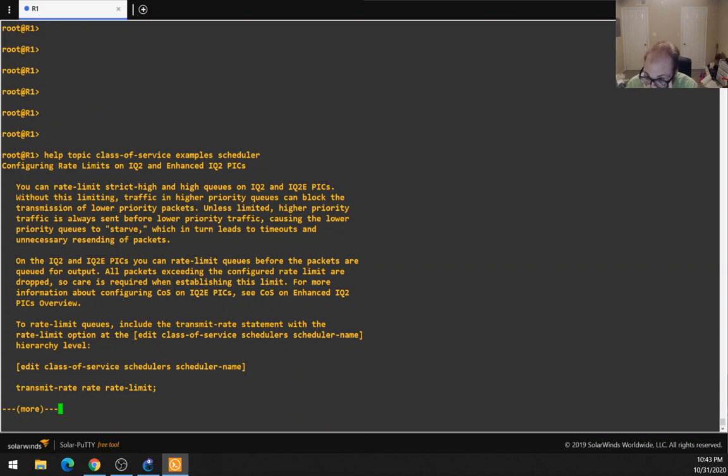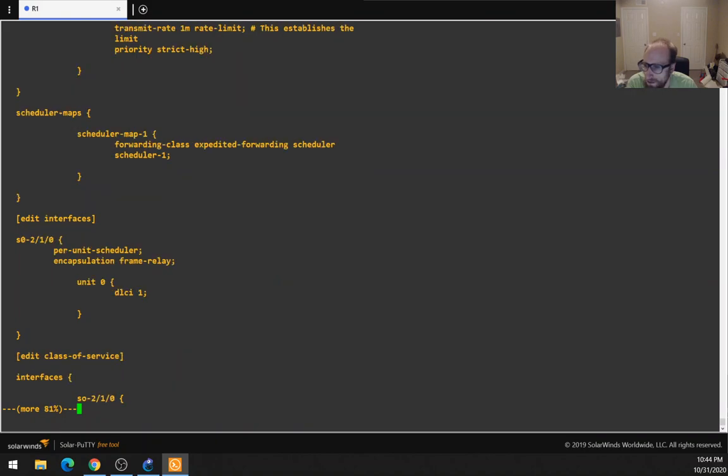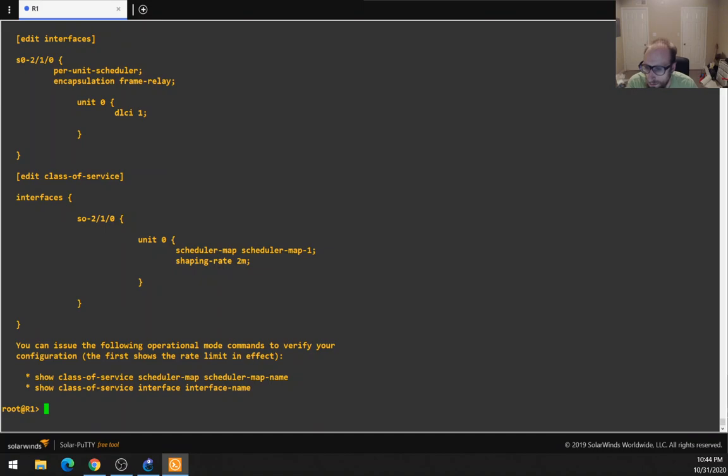In the IQ2 and IQ2E PICs, you can rate limit queues before the packets are queued for output. All packets exceeding the configured rate limit are dropped, so care is required when establishing this limit. For more information about configuring CoS on IQ2E PICs, see CoS for enhanced IQ2 PICs overview. To rate limit queues, include the transmit rate statement with the rate limit option at the edit class-of-service schedulers name hierarchy level. You can issue the following operational mode commands to verify your configuration. The first one shows the rate limit in effect. Okay, so that looks good to me.